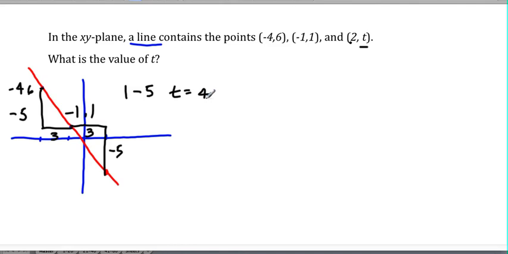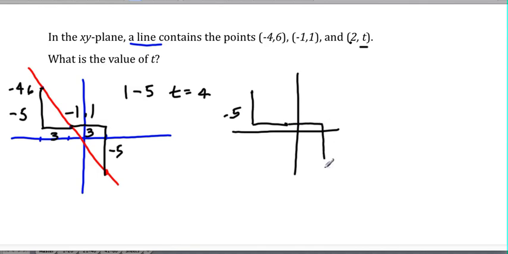That's a pretty quick problem. Let me show you how fast I can do this problem. I go from 4 to negative 6, down to 1. That's minus 5 over 3. I go from 1 to negative 2. That's 3 down 5. 1 minus 5 equals negative 4. T is negative 4.